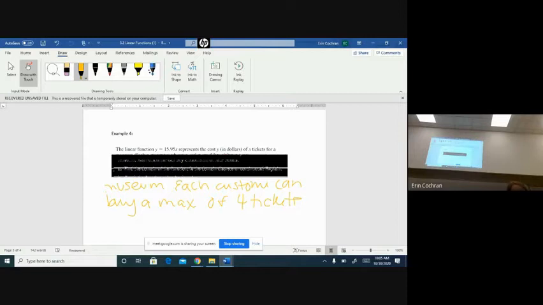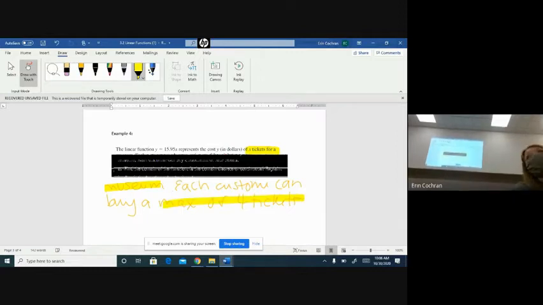So let's look at it. What does my x represent again? The number of tickets in a museum. So to be continuous, we have to ask ourselves, can I buy a half of a ticket? No, I can't buy a half of a ticket. I could buy 1 ticket. I could buy 2 tickets. I could buy 3 tickets. I could buy 4 tickets. Can I buy 5 tickets? No, why not? Because we have a max of 4.